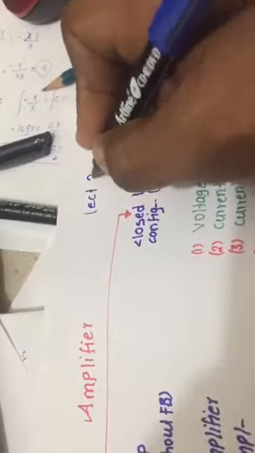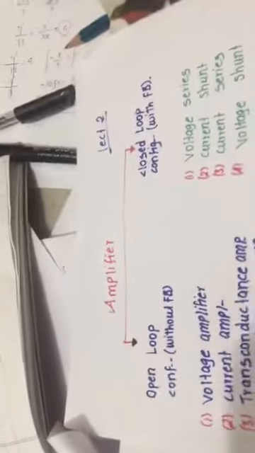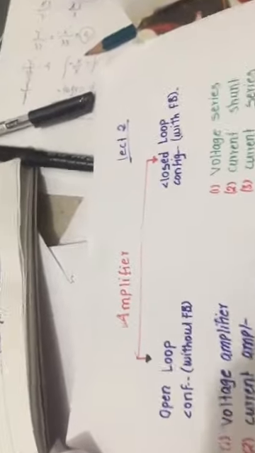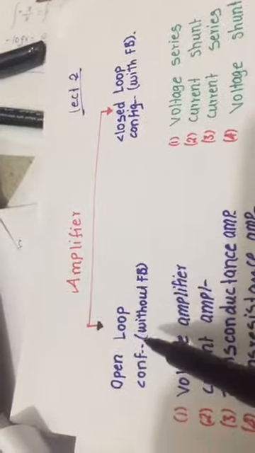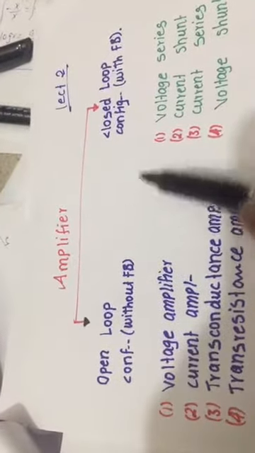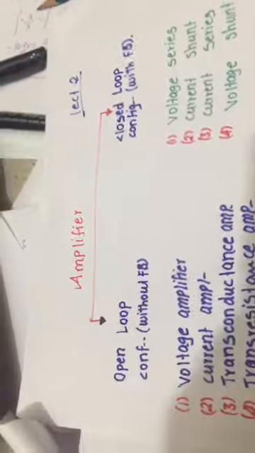This will be our lecture two. We did the first lecture previously, so it is better to watch that lecture first before going to this. In amplifiers, we will divide them into two types: open loop configuration and closed loop configuration. Open loop configuration, we already discussed, is without feedback, and closed loop means with feedback.